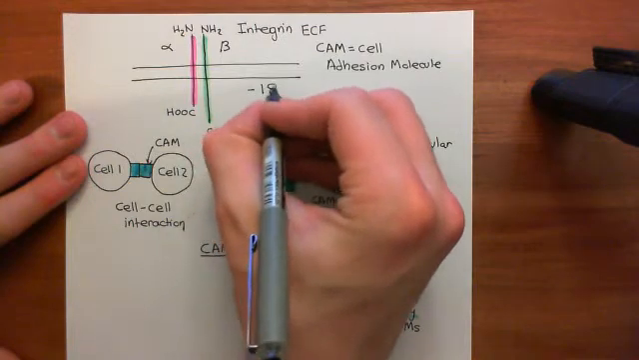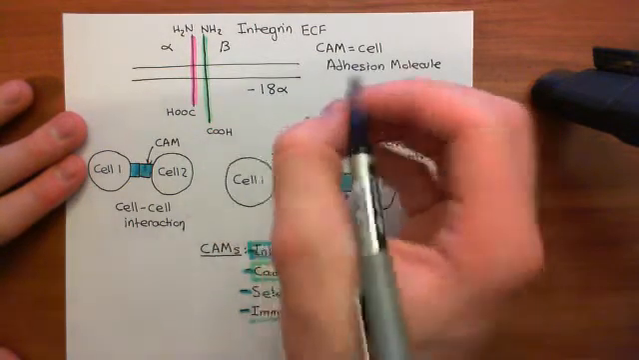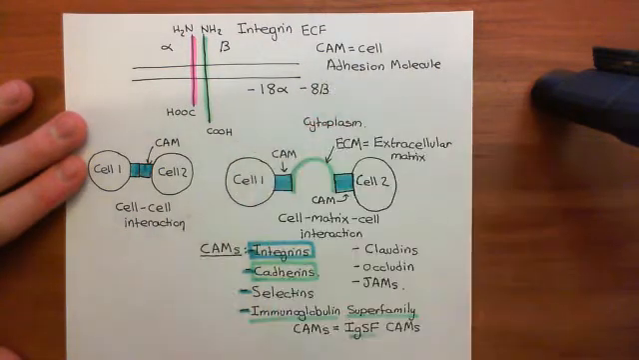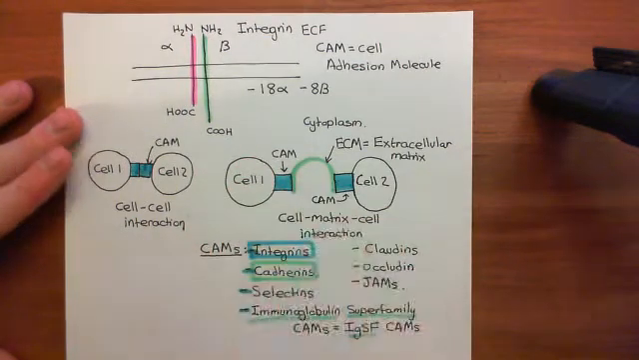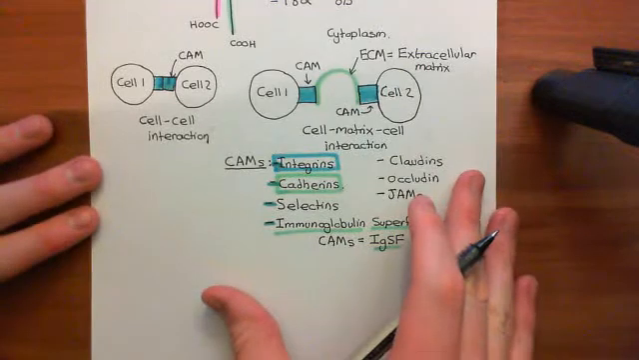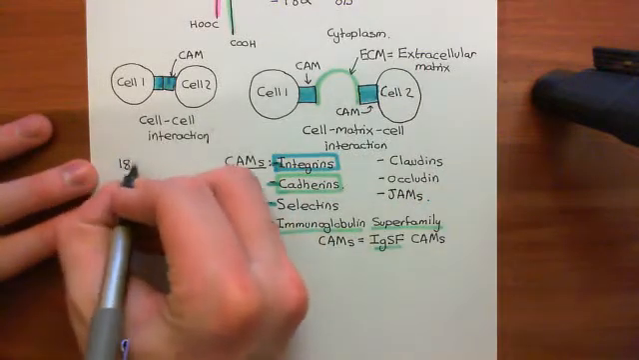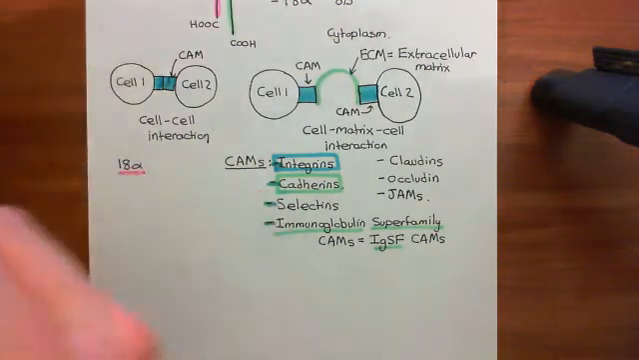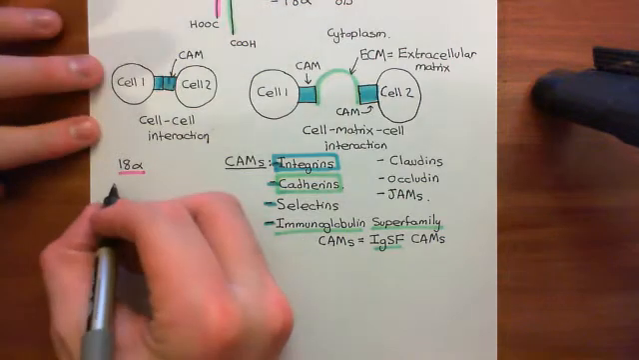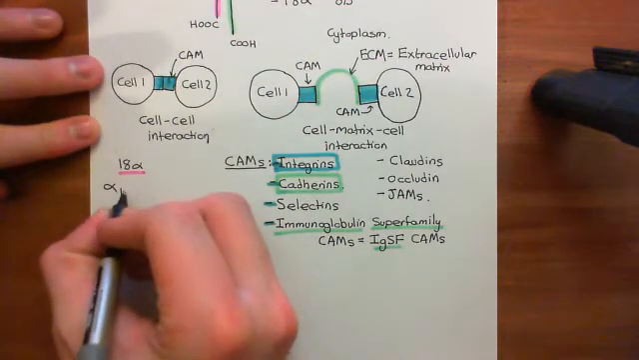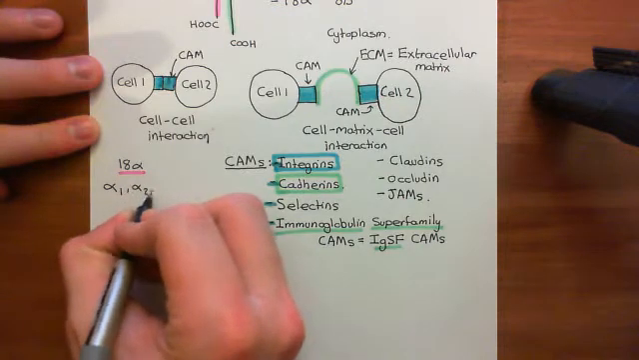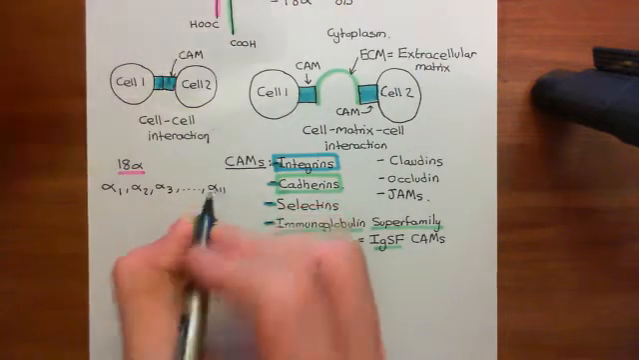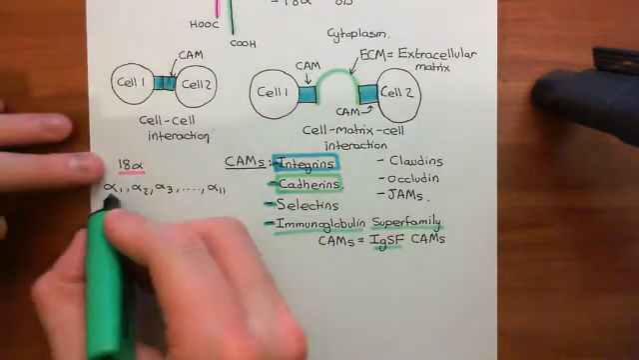Well, there are 18 different alpha integrins, and there are 8 different beta integrins, and I just want to tell you about the naming of these. Let's start off with the 18 different alpha integrins. The first 11 are named very sensibly. They are just called alpha 1, alpha 2, alpha 3, all the way up to alpha 11.